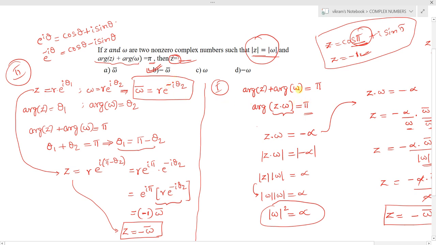So he has given the argument of z plus argument of w. Here the property is arg of z1 z2 equals arg z1 plus arg z2. Another important point to consider: if any complex number's argument is pi, then the complex number must be a negative real number. From this we can find the required solution. So this is the way of finding the solution. We can find the solution in two different ways.